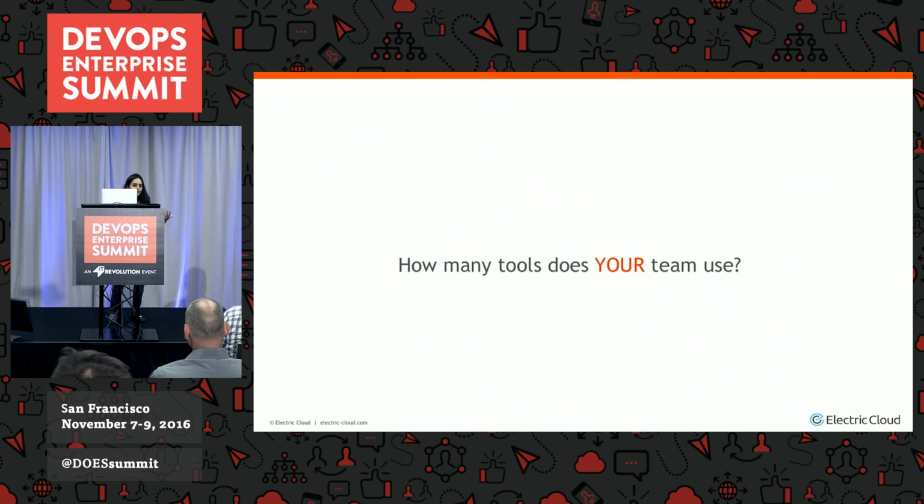So, it brings up the question, how many tools does your team use? What does your stack look like? How do you, or how would you, orchestrate all of those tools across your pipeline?